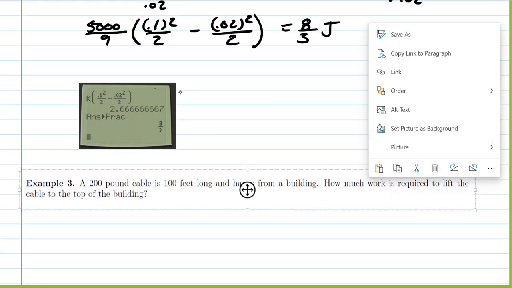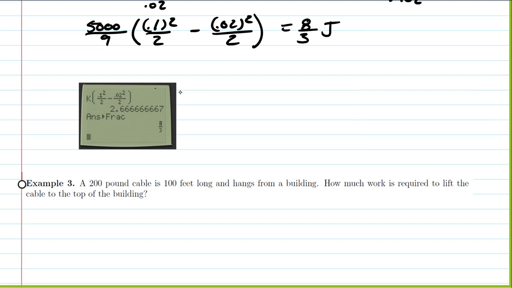All right, so our next example: a 200-pound cable is 100 feet long and hangs from a building. How much work is required to lift the cable to the top of the building? If you think about this, what it's telling us is that we have 200 pounds of cable and it's 100 feet long. So before I pulled up any, how much weight is hanging over the edge of the building? All 200 pounds.